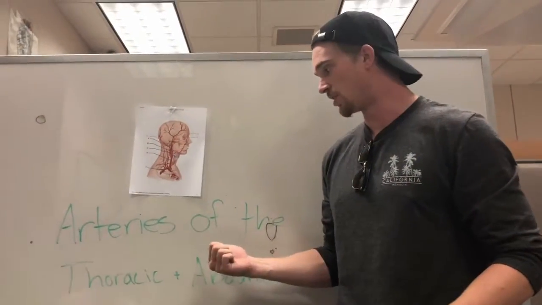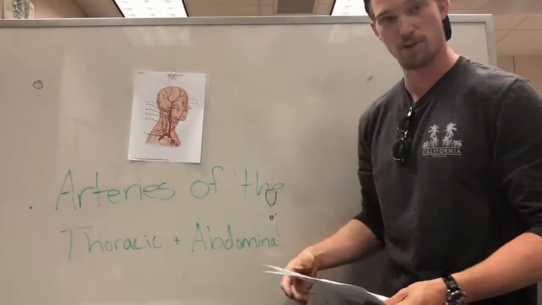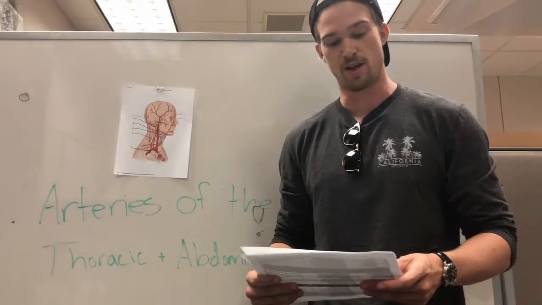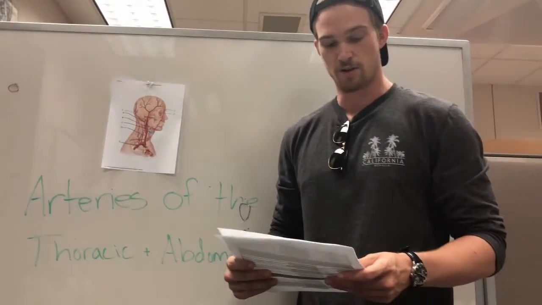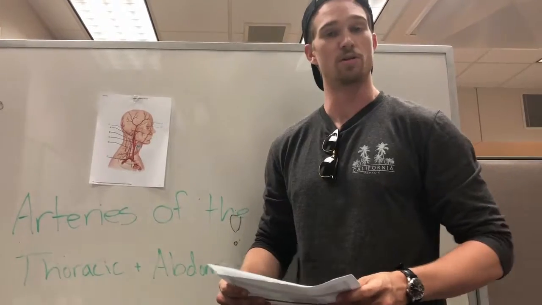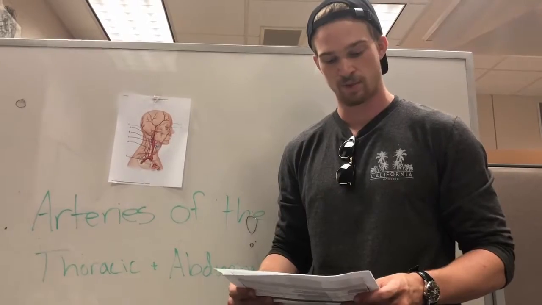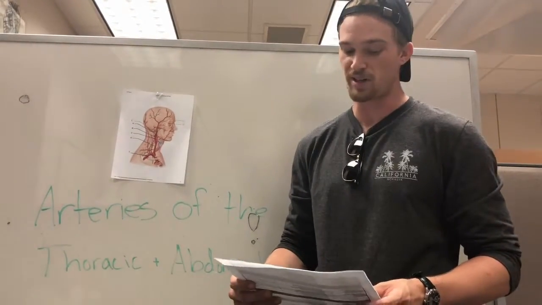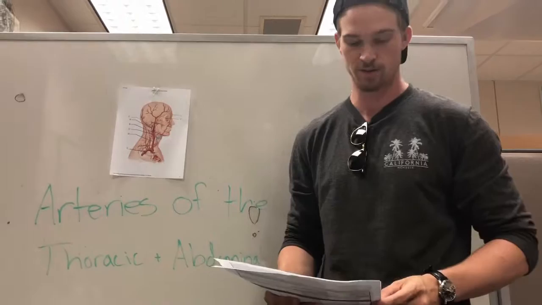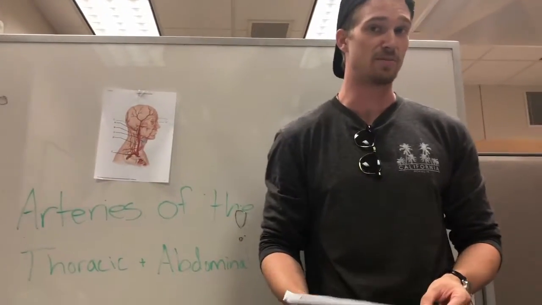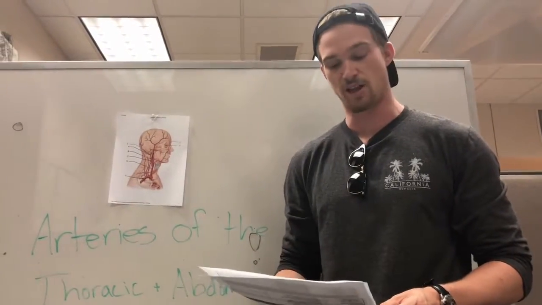Next up, we'll go over the arteries of the thoracic and abdominal cavities, which include your internal thoracic, the anterior intercostals, your superior thoracic, your thoracoacromial, the common hepatic, the right gastric, your gastroduodenal, your right gastroepiploic, your hepatic proper, the splenic, the left gastroepiploic, left gastric, your superior mesenteric and inferior mesenteric, the renal and gonadal arteries.